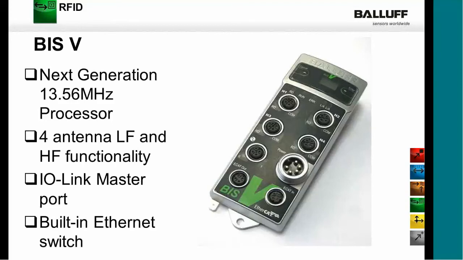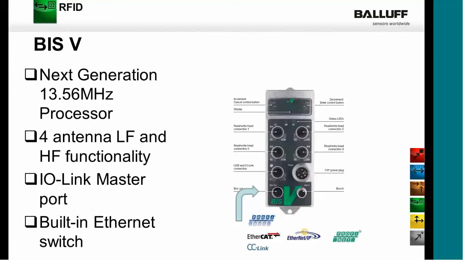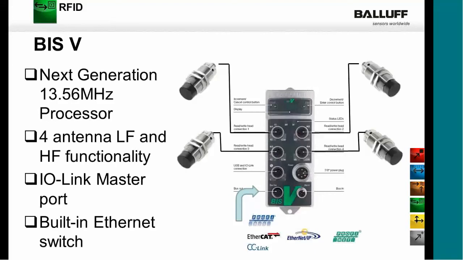Generally, you don't want to mix high and low in one module. It also has an IO-Link master port, so you can run IO-Link IO off of this BIS V master, and it has a built-in Ethernet switch for daisy chaining. On the right-hand side of your screen, you see a picture of the module itself, and you can see where the connections are for your Ethernet, where you would plug in your read-write heads, your aux power, etc., and where the IO-Link block would plug in, if you choose to use the IO-Link capability.